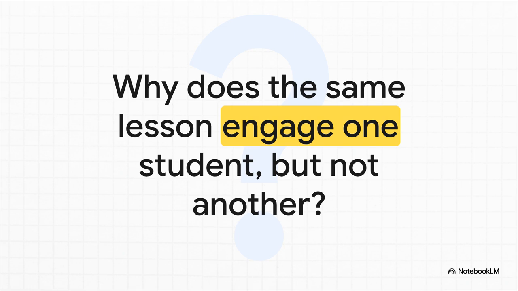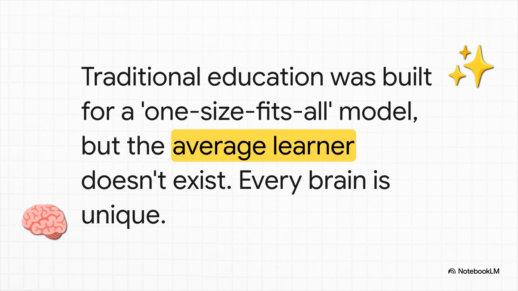A teacher can give an amazing, well-planned lesson, and for some students, it's like a light bulb goes on. They're totally captivated. But for others, they're bored, they're lost, or they've just completely checked out. And look, this isn't a failing of the teacher or the student. It's a failure of the design. The way we've traditionally done things was built for this mythical average learner.